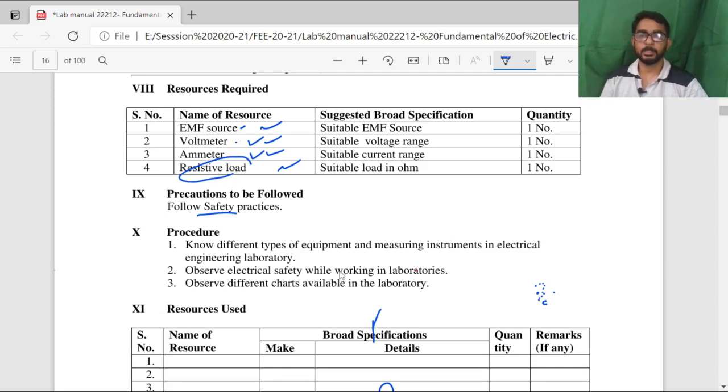Observe safety while working in the laboratory, and observe the different charts available in the laboratory. Safety means he will work with insulated parts, or wherever there is an open connection, he should be able to work with that part carefully, and he will observe the different charts available in the electrical engineering laboratory.